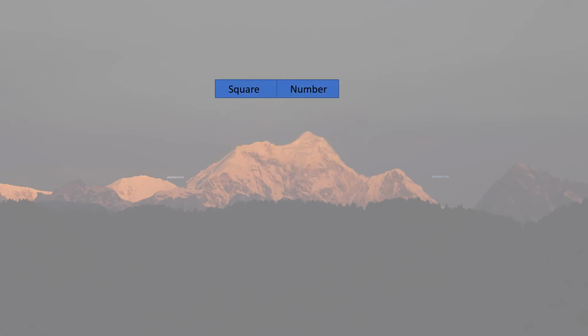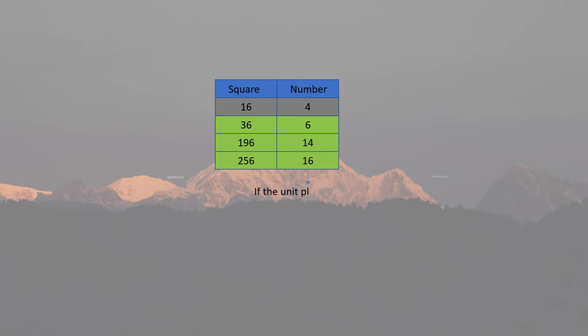Let us take another example. Suppose we have the number 4, we have the number 6, again here 14 and 16. Here the numbers are ending with the digit 4 or 6. Then the square numbers will end with the digit 6. So this is another property of square numbers.